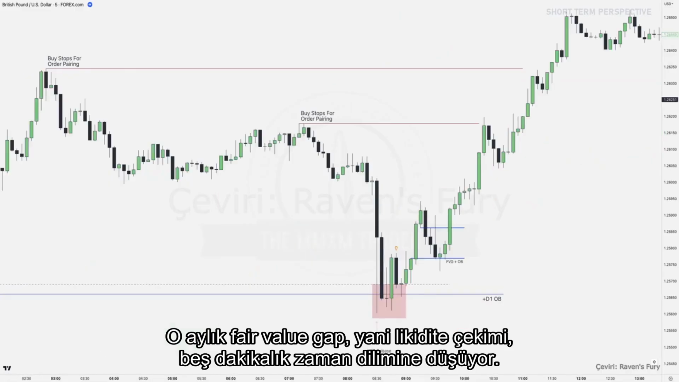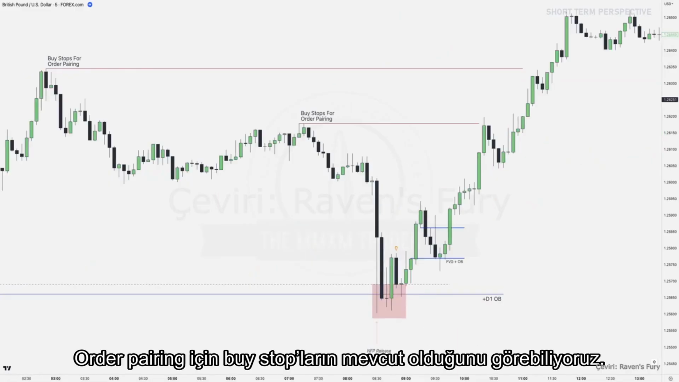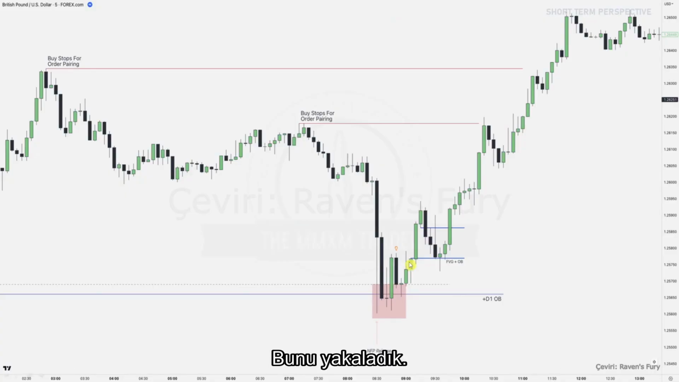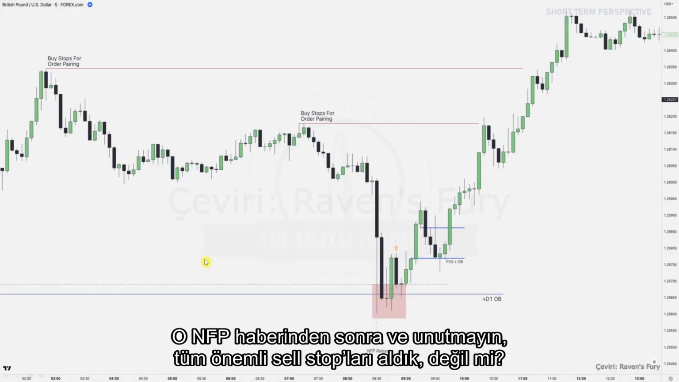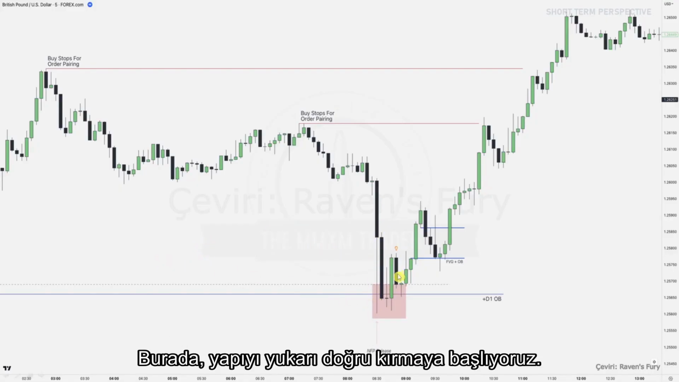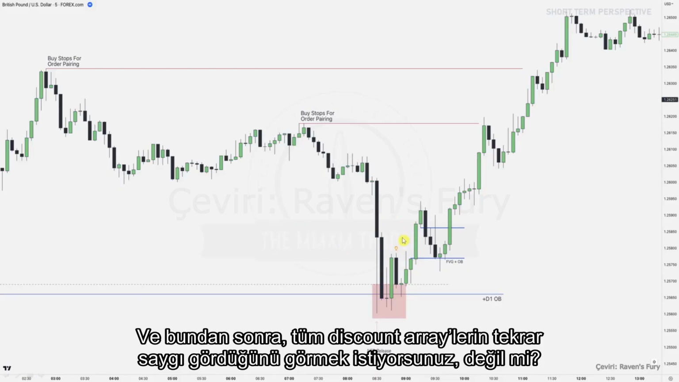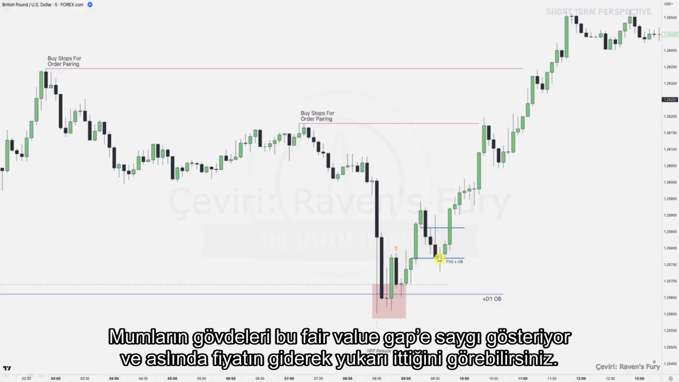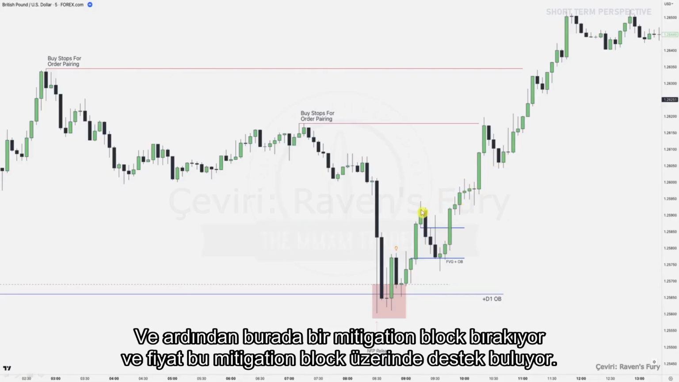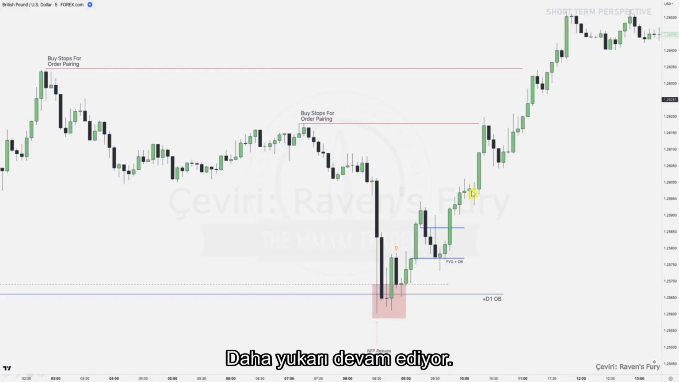Dropping into the 5-minute time frame, we see those buy stops for order pairing are present. We hit that discount array, the daily order block, after that NFP release, and remember we took all those significant sell stops. So over here we're starting to break structure upwards, and then from there on out you want to see all those discount arrays being respected again. So we have that fair value gap over here. The bodies of the candles are respecting this fair value gap, and you can see it pushes up further and further, and then leaving this mitigation block up here, and then price finds support over here on that mitigation block, continuing up higher.